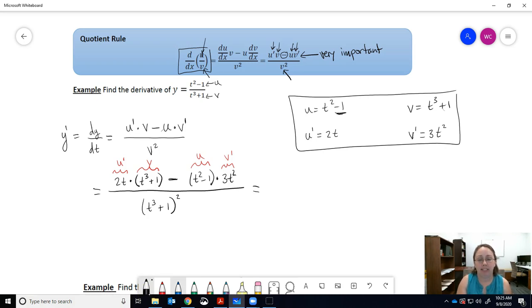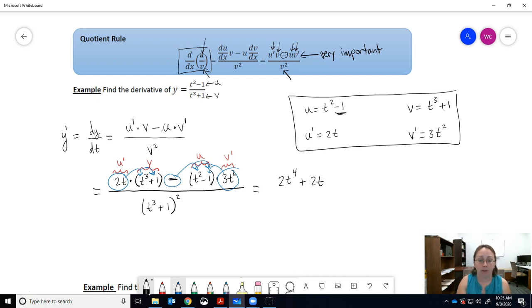The best option that I see right now is to distribute the 2t to the parentheses, and distribute the 3t squared as well as this negative sign to the parentheses. So let's start with 2t. 2t times t cubed would be t to the 4th, plus 2t times 1, 2t.